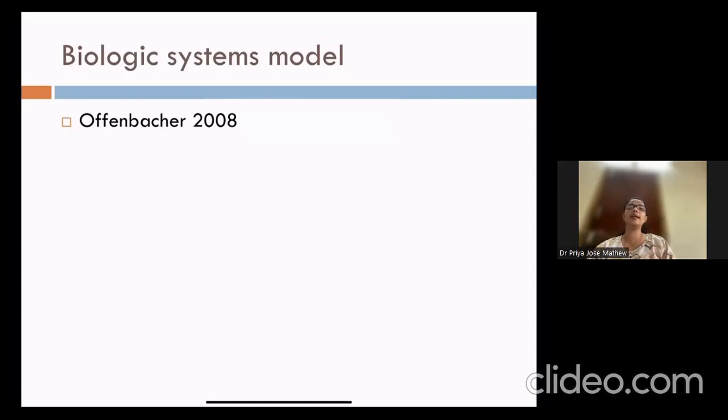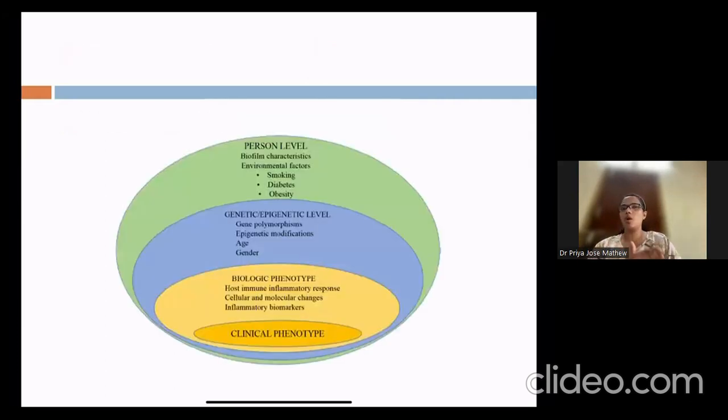Offenbacher, we very well know, is a famous scientist involved with periodontal medicine, who did much research on preterm low birth weight babies and their relationship with periodontal disease. According to this biological system model, when a diabetic patient and a non-diabetic patient come to us, the pattern of disease activity of periodontal disease is different. How is the disease progression acting in a diabetic patient, and in a non-diabetic patient?